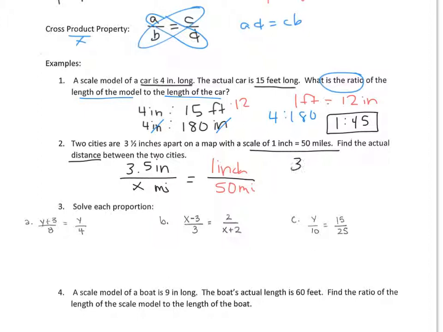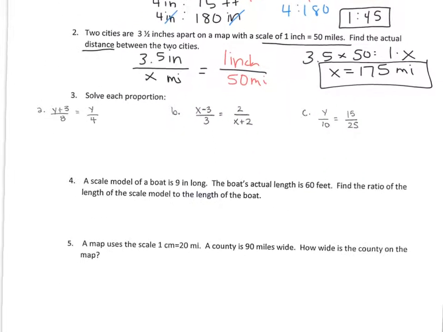So it's going to be 3.5 times 50 equals 1 times x. So 3.5 times 50 is 175. So x equals 175 miles. Because I don't need to divide by 1 right there. So let's see if it makes sense. If it's 1 inch is 50 miles, 3.5 inches is going to be 3 50s. So that's 150 plus half of a 50, which is 25. So that makes sense.